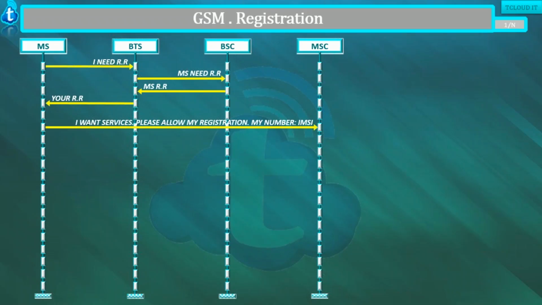That is my ultimate goal as well. So that is the mobile's ultimate goal as well. So what message did the mobile send to the MSC with the help of these radio resources? Mobile sent a message, "Hey man, I want my services.